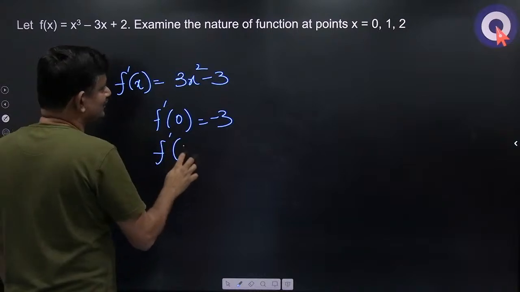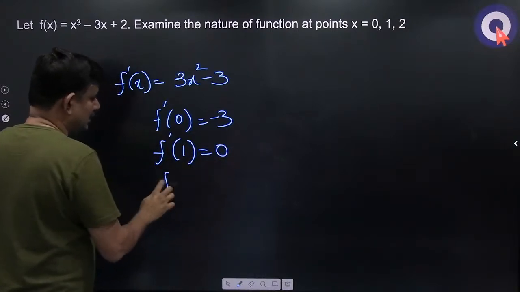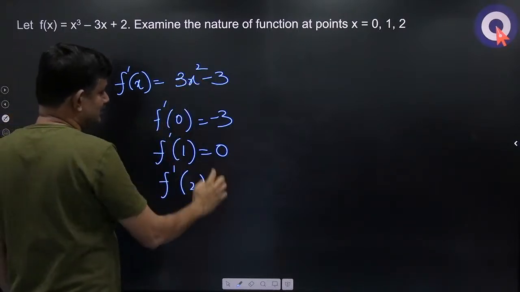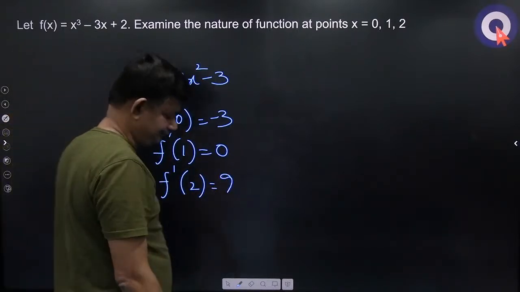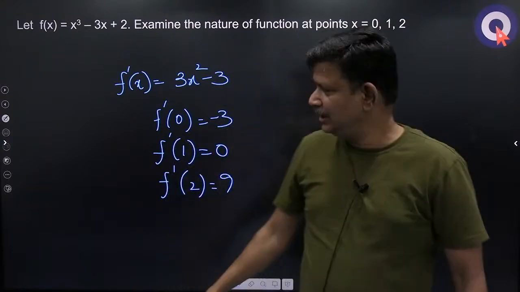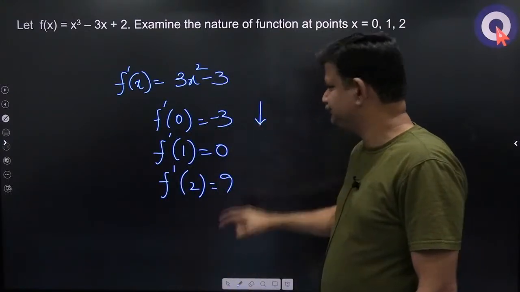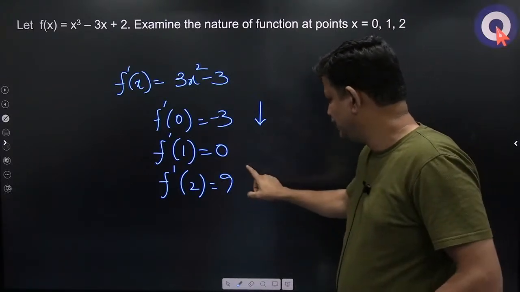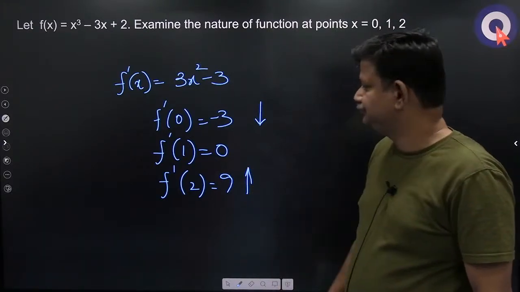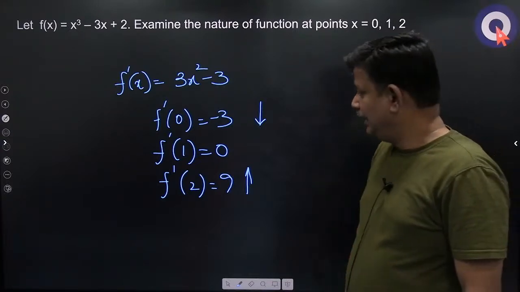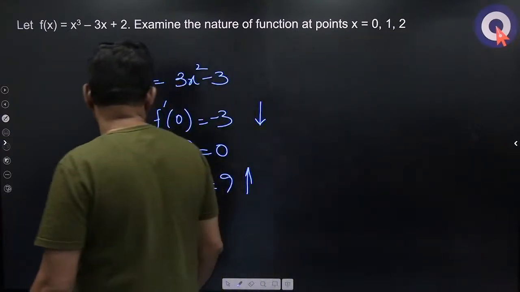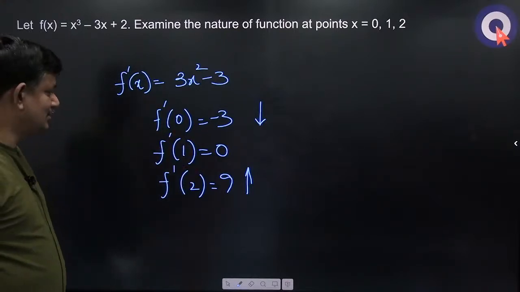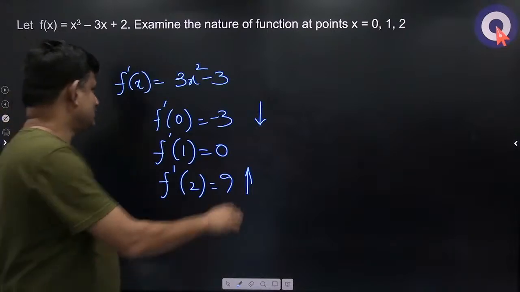f dash of 1 is 0. f dash of 2 is 12 minus 3, which is 9. So here you can say it is a decreasing function at 0, since f dash is negative. At 2, it is 9, so it is an increasing function. But at 1, it is 0. I cannot dismiss saying whether it is increasing or decreasing. Let me observe.